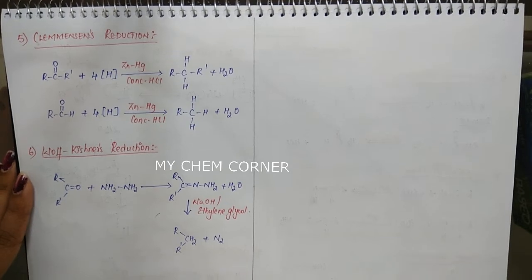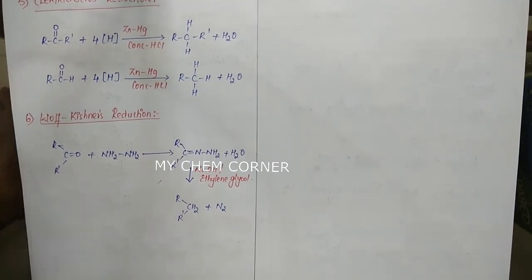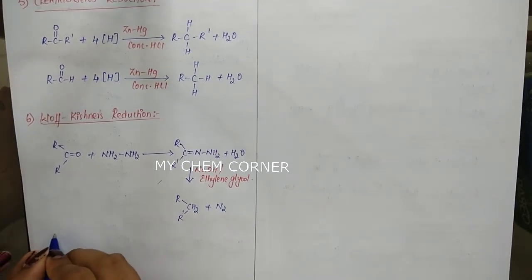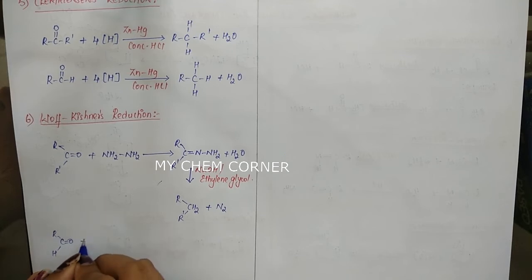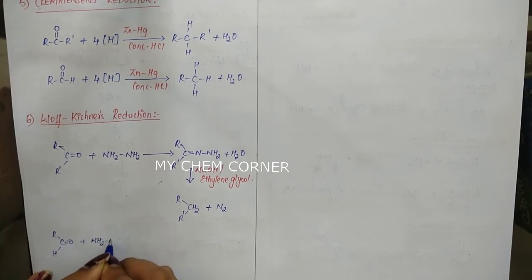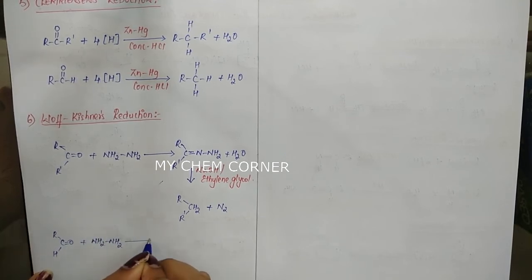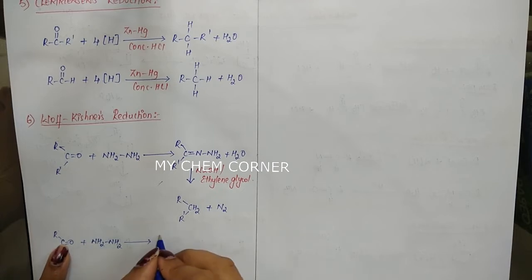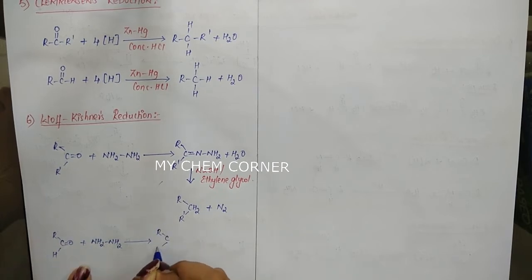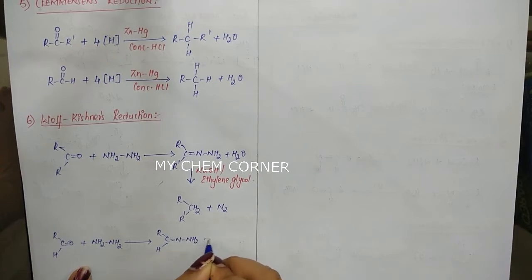The same reaction if I'm trying to do with respect to an aldehyde, it's going to be the same. So I'll take an aldehyde here, and I'm going to use hydrazine. Now same thing, hydrogen from here and oxygen goes out as a water molecule. The remaining part will be double bonded to carbon: double bond N, NH2, plus water.